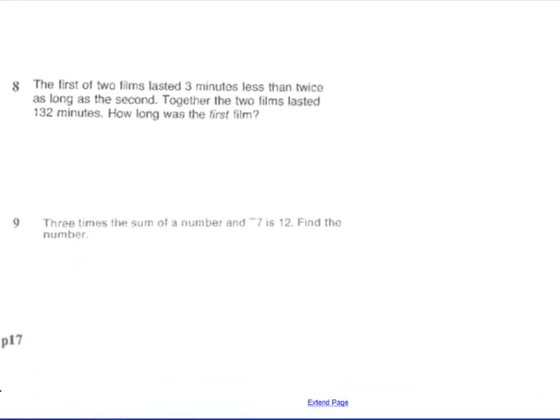3 times the sum of, ooh, I hope you raised your parentheses there. 3 times the sum of a number and negative 7. That's the parentheses problem. We talked about this earlier in the year. Is, that's the equal sign, 12. Find the number. Let x equal number. I only have one let statement here, so I'm only finding one thing.